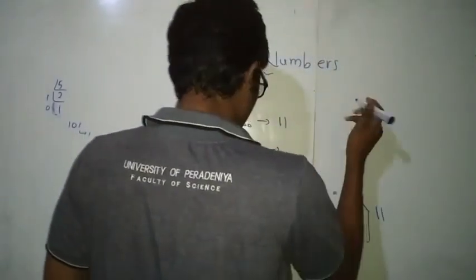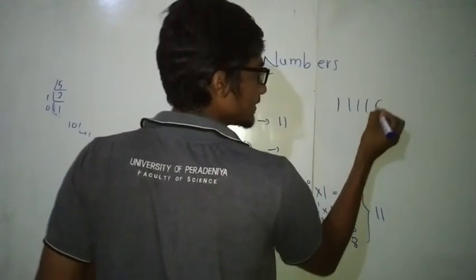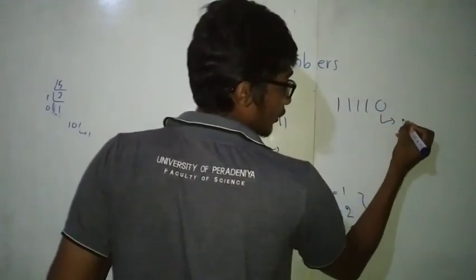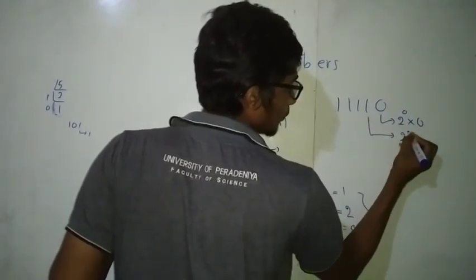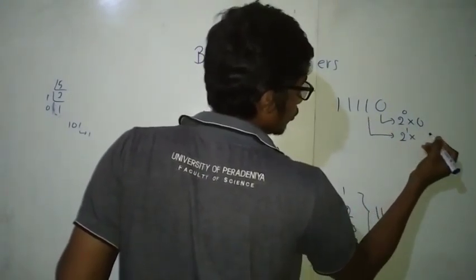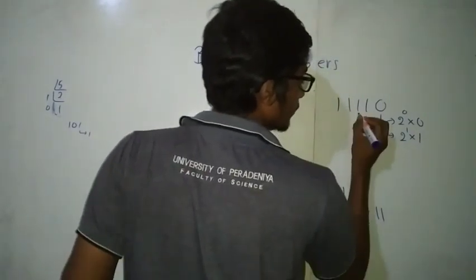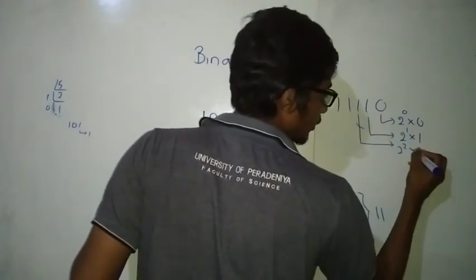So let me erase this part. So you have 4 ones and a 0. This is at the unit place, so 2 to the power 0 into 0. This is at the 2's place, so 2 to the power of 1 into 1. This is at the 4's place, so 2 squared into 1.